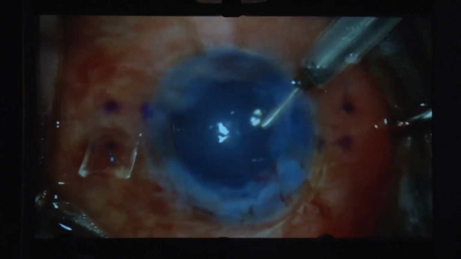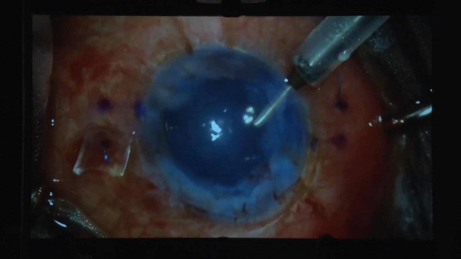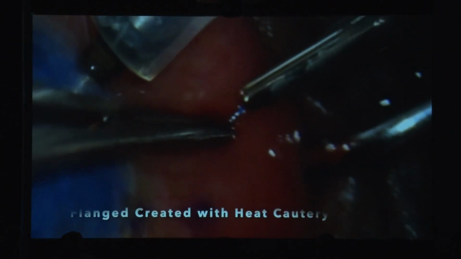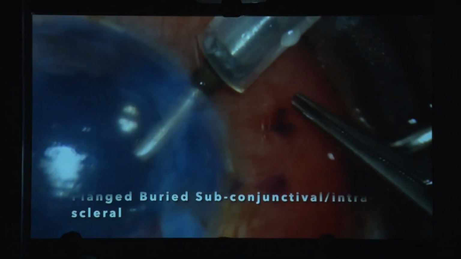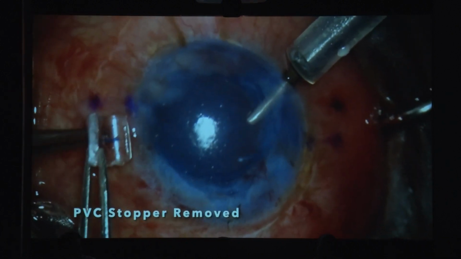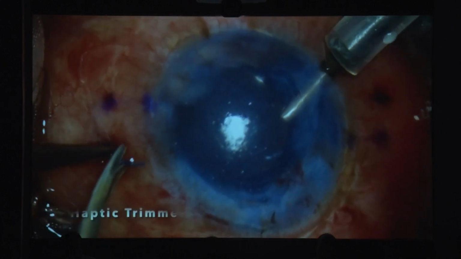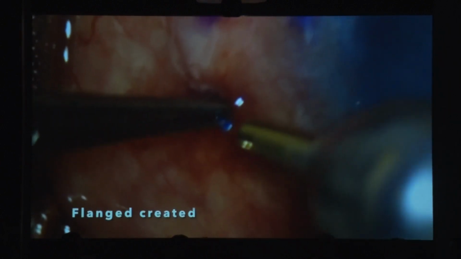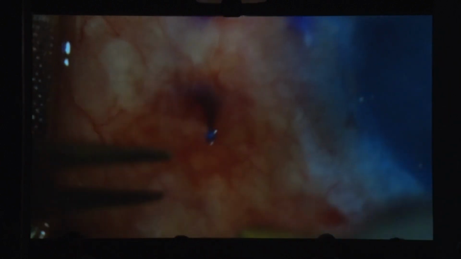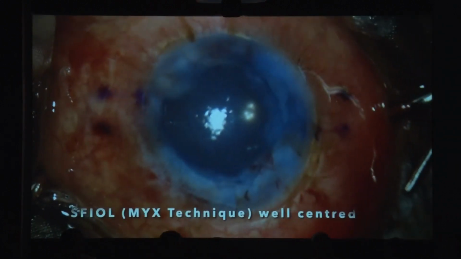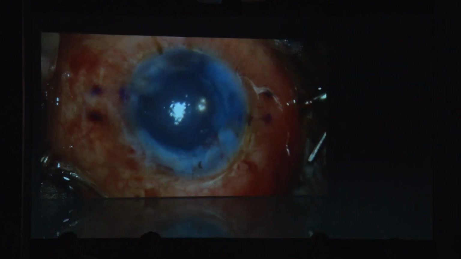The next step was the titration, and you can see that the IOL was very well centered. So the haptic was then trimmed to about 1 millimeter or slightly more, and a flange was created using a low-cost heat cautery, and this flange was buried intrasclerally. The PVC stopper on the other side was removed. Again the haptic was trimmed and a flange was created using the heat cautery. This was also buried intrasclerally. You can see the IOL was very well centered.